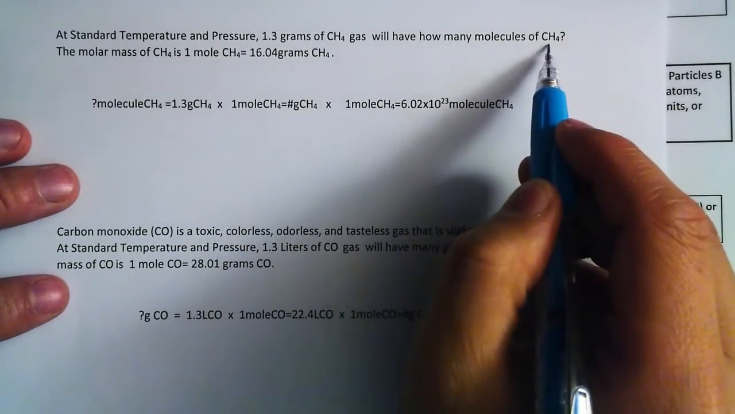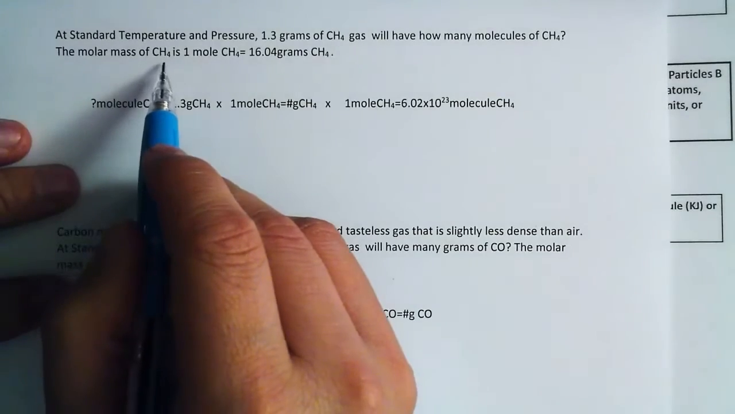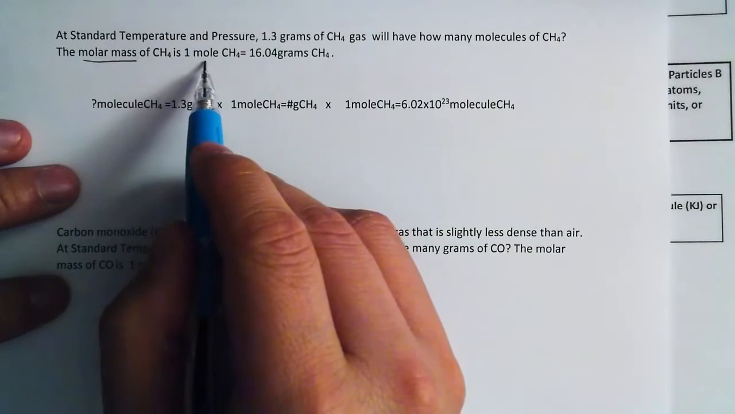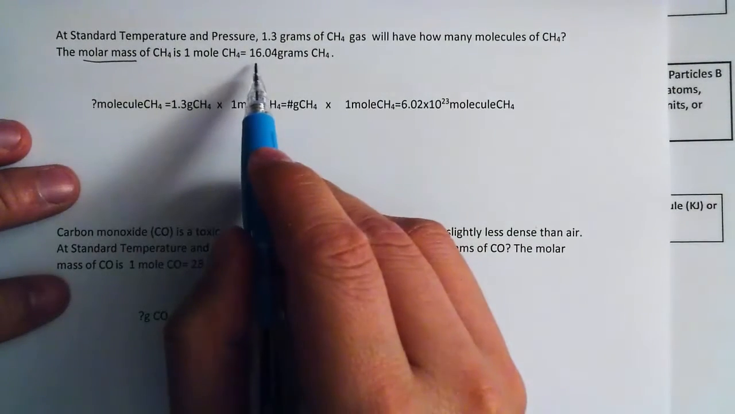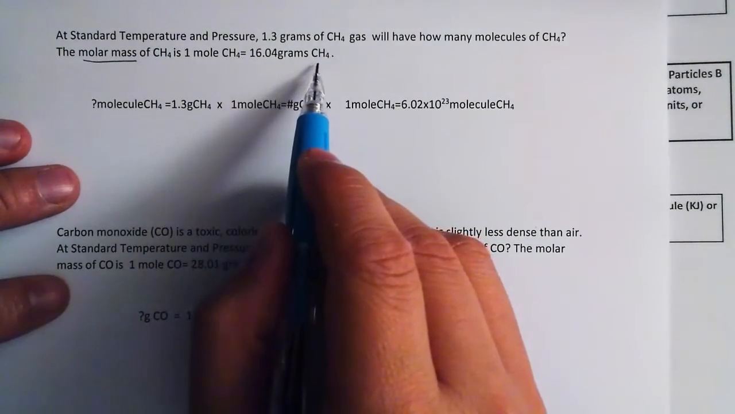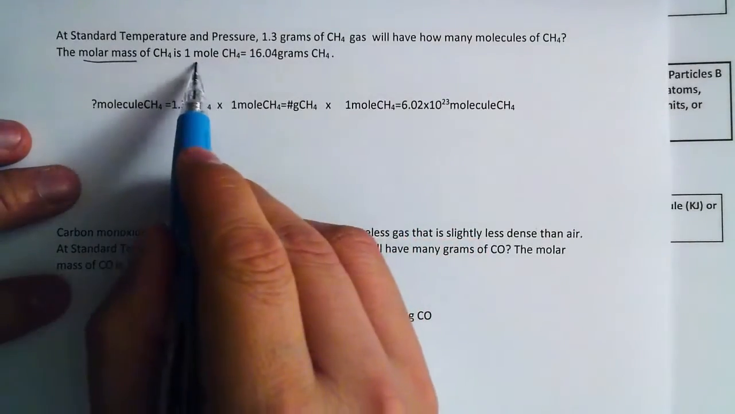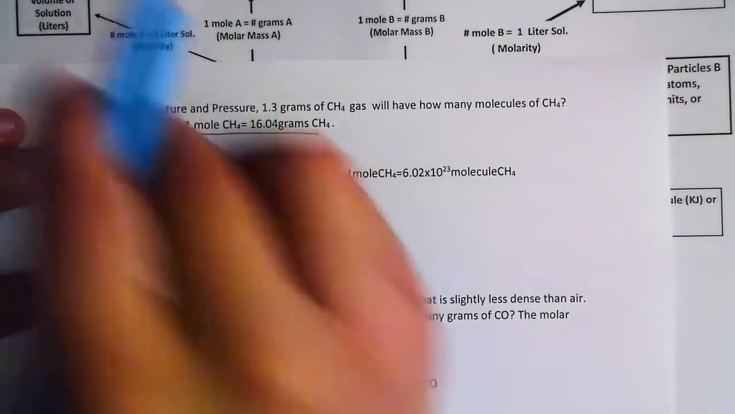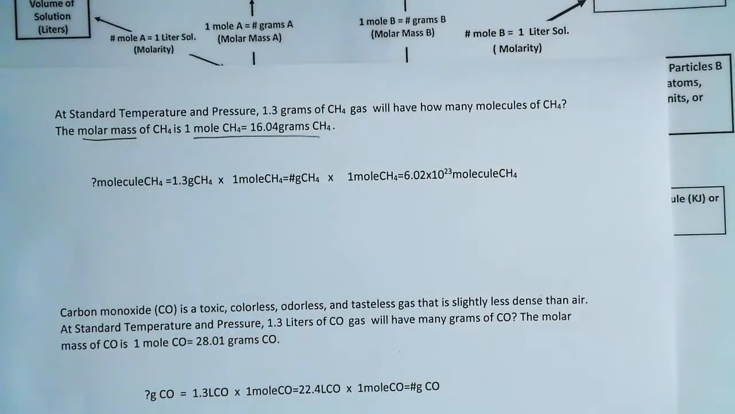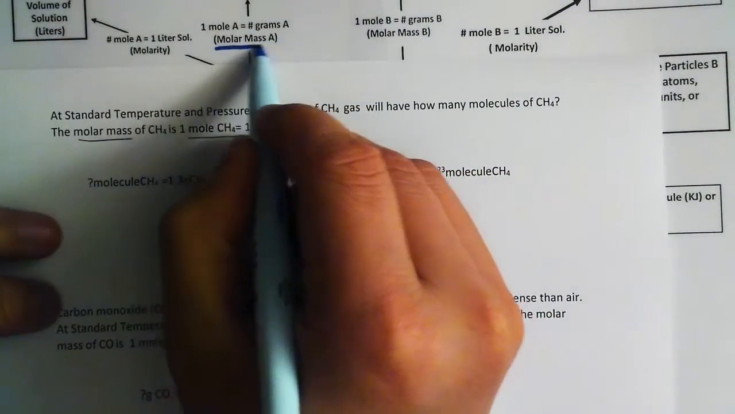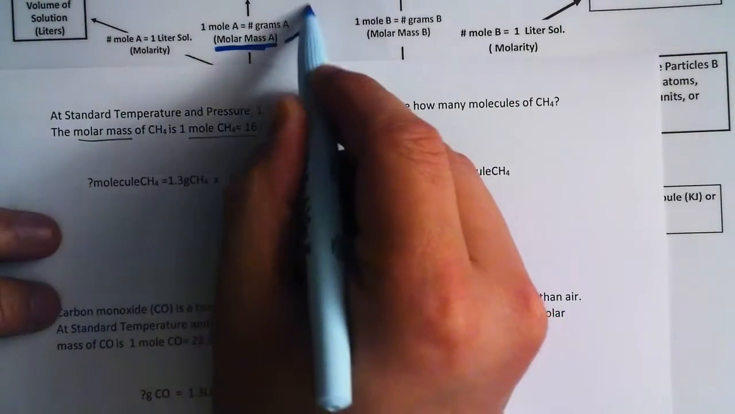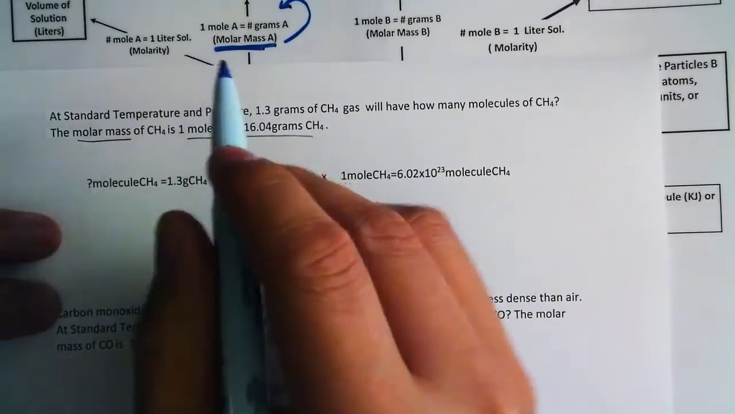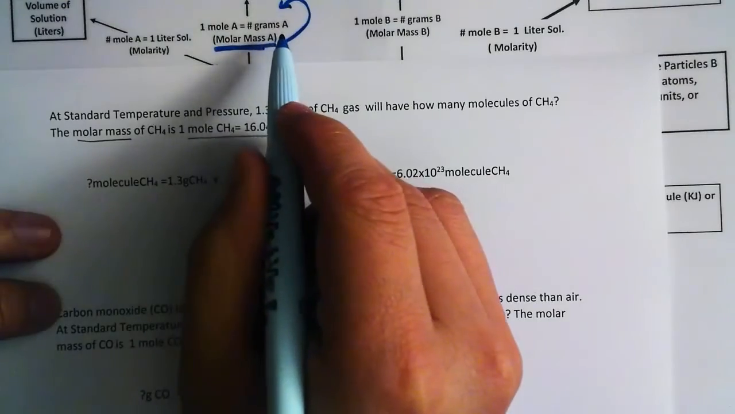So methane is CH4. Notice we have a new term here: the molar mass of methane is equal to 1 mole of CH4 equal to 6.04 grams of CH4. And doesn't that sound very familiar? That is because this is your molar mass right there. As you can see, the nickname for this conversion factor is the molar mass. So when you are given the molar mass, think of this conversion factor.